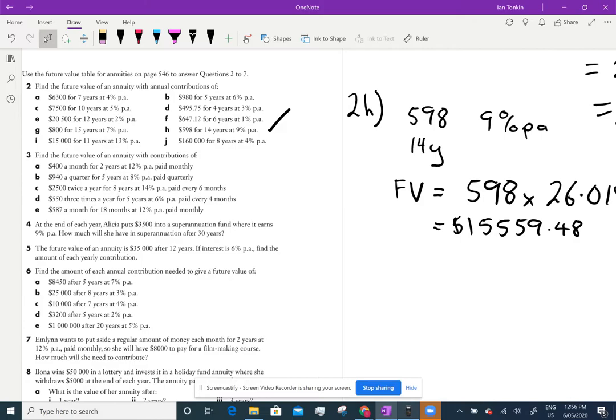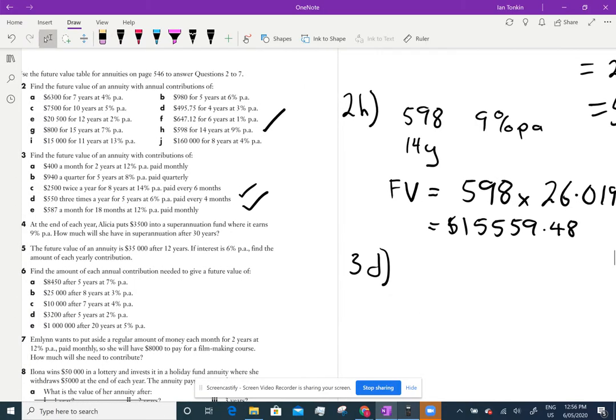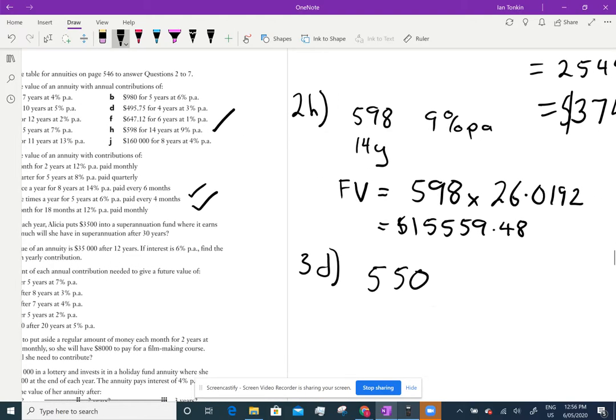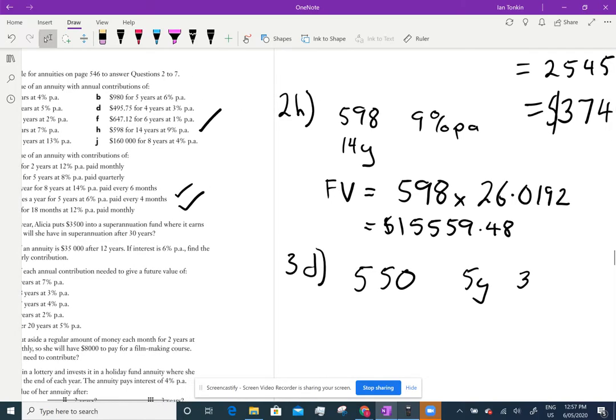Righto. Why can they make it hard? Well, I'm going to do 3E. It's not that hard, but no. So I'll do D and E. So 3D. What am I doing here? I'm getting something paid every 4 months. So I've got 550. 550 is my principal, my present value. 3 times a year for 5 years. So 5 years at 3 times a year. Well, that's going to be important. And 6%.